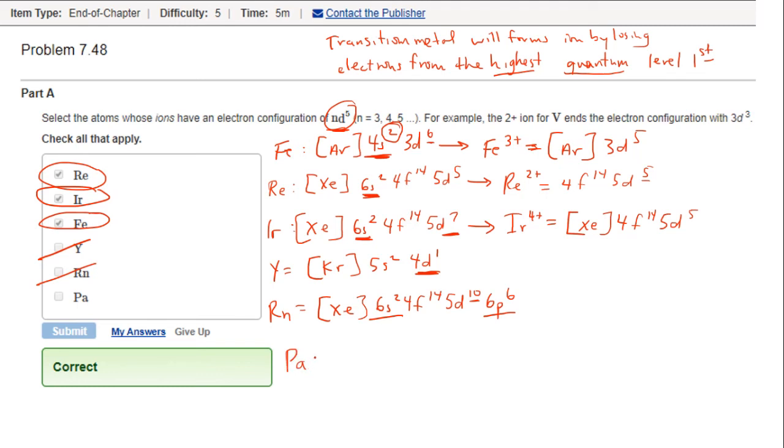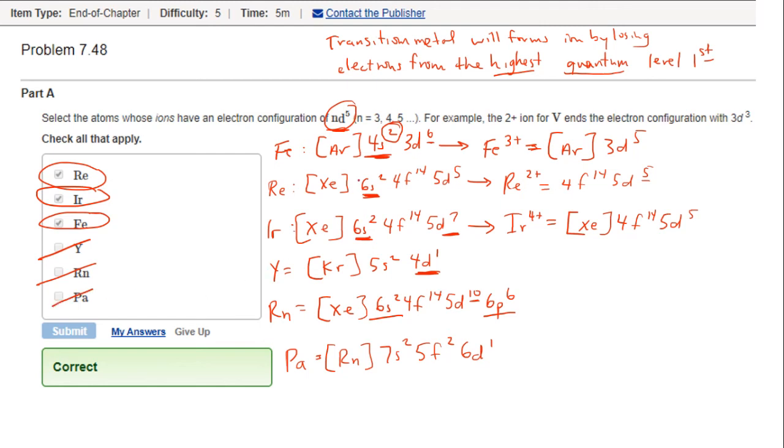And in the last case, protactinium, we'd see that we've got an electron configuration of radon 7s2 5f2 6d1. And so again, in this case, we don't have enough d electrons to take us to nd5, so we certainly can't form a positively charged ion with that final configuration.